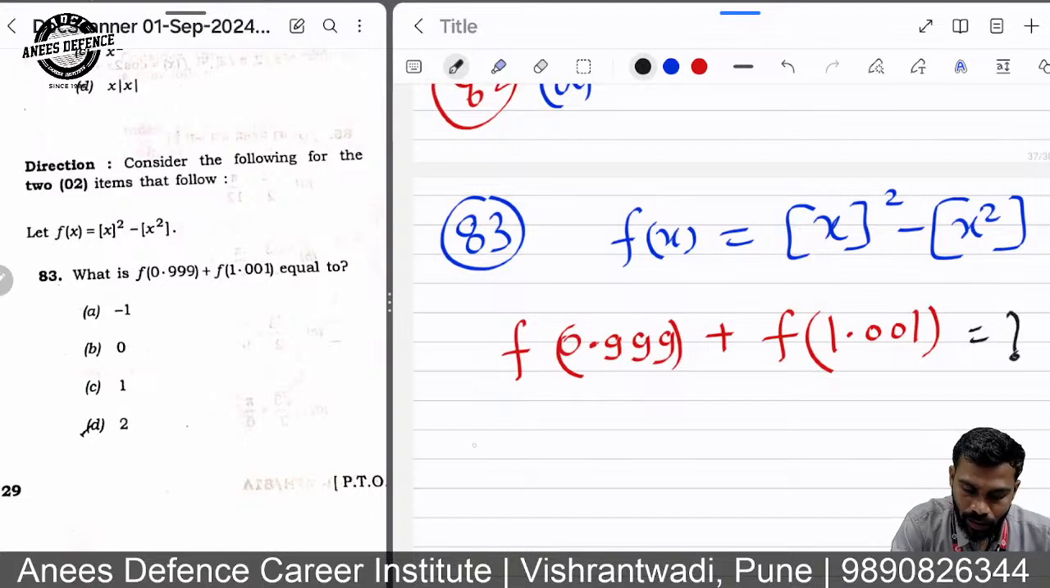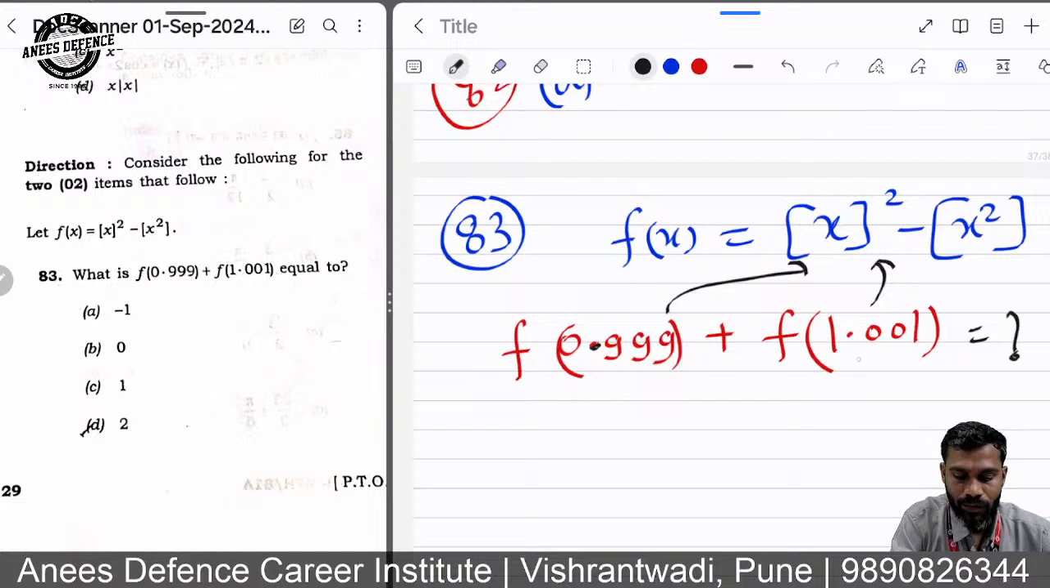See, if we have to find out the value of f of 0.999, we need to just substitute the value of x is equal to 0.999 here. Similarly, in this function, we have to substitute the other value, which is 1.001. So GIF of 0.999 will be 0, and 0 square is 0, minus. If you square 0.999, that will be again less than 1.